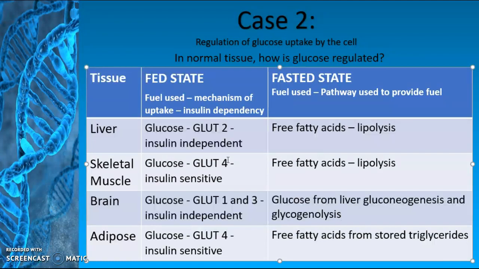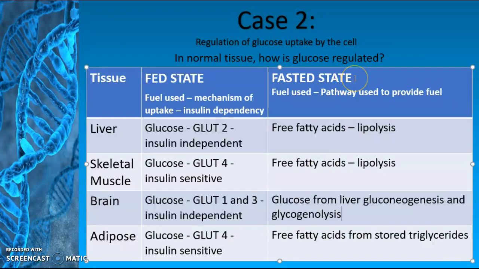The brain uses glucose, which is taken up by glucose transporters 1 and 3. The uptake of glucose in the brain is insulin independent. And finally, in adipose tissue, glucose is taken up by glucose transporter 4, and the uptake of glucose in adipose tissue is insulin sensitive.